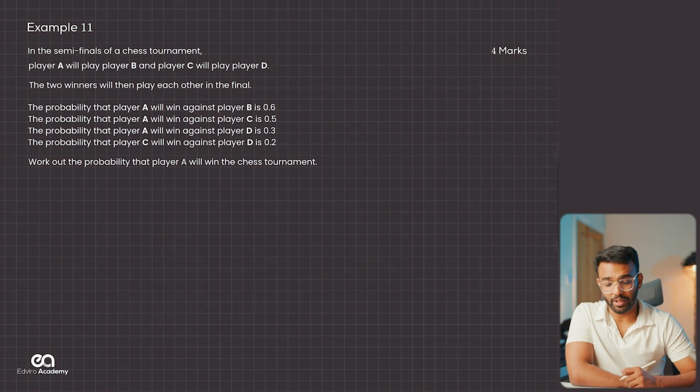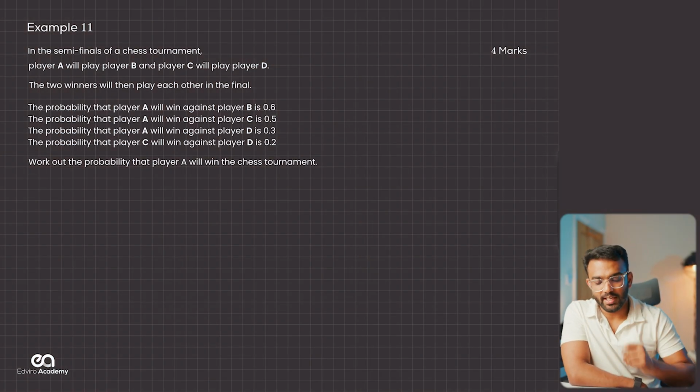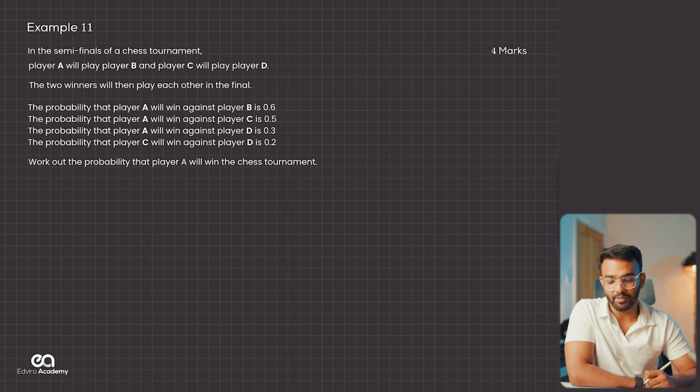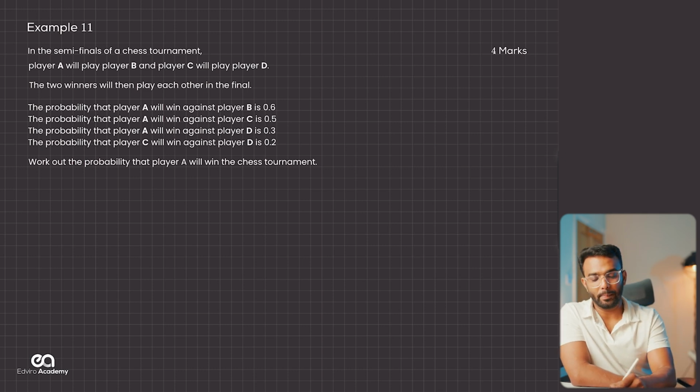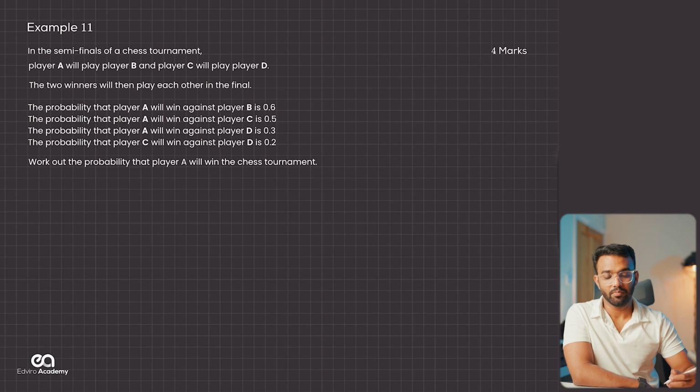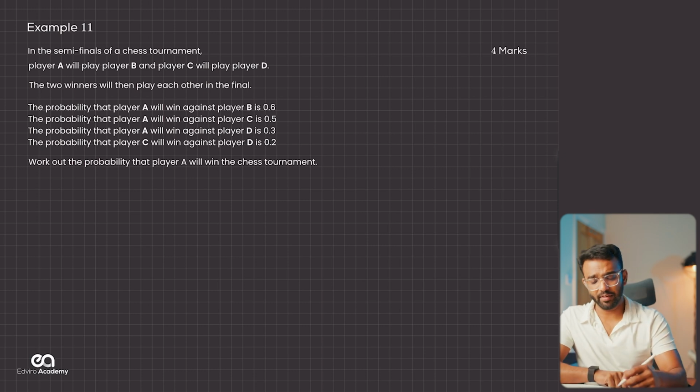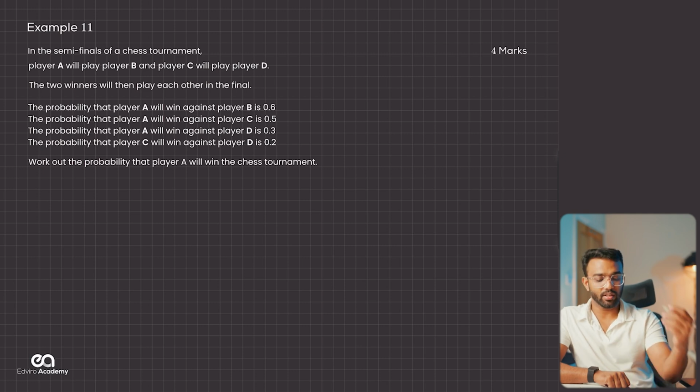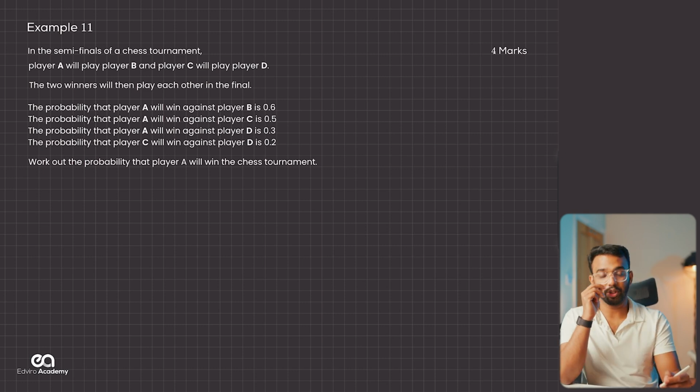So this is a confusing question, and let's see how this is done from probability. Right, in semifinals of a chess tournament, player A will play with player B, and player C will play with player D. 2 winners will then play each other in the finals. And they have given a probability of A against B, A against C, A against D, and C against D as well. Work out the probability that A will win the chess tournament.